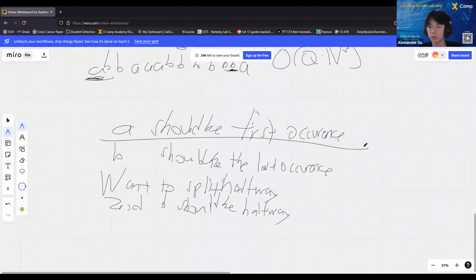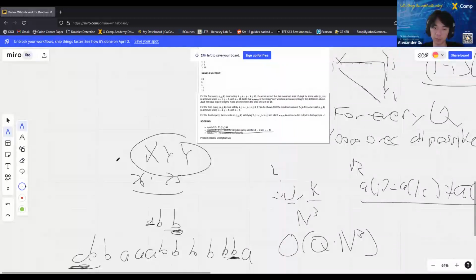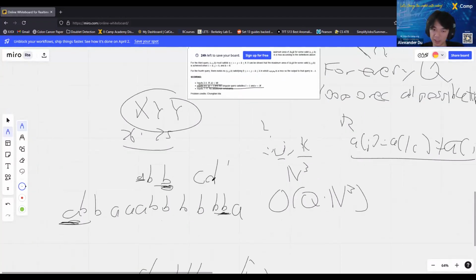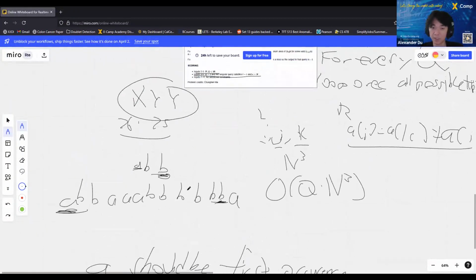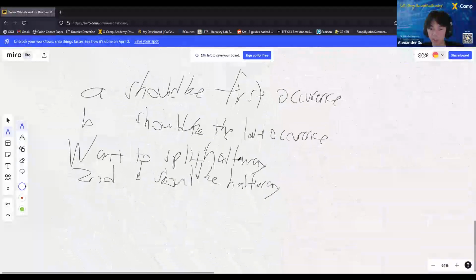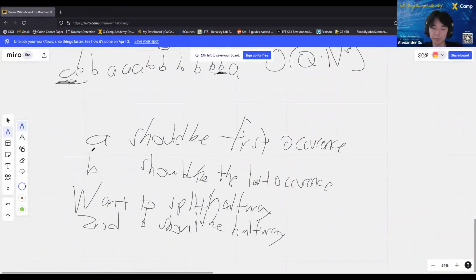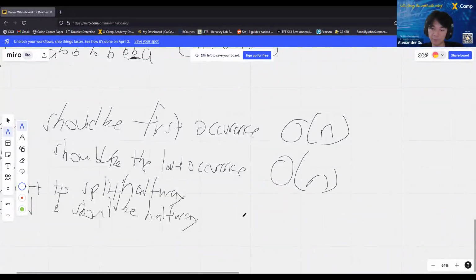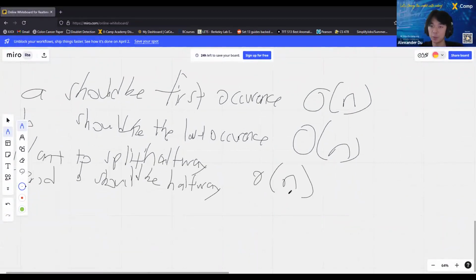We can loop through to find. We first do the 26 times 25 ways to find ABB. It doesn't have to be ABB, obviously. It could be CDD, CAA, whatever, any of these pairs. That's like 600. And then for any of these, we can loop through, find the first occurrence in O of n time, find the last occurrence in O of n time, and find the halfway point in O of n time, because we start from the middle and look out from both sides to find the first one that's closest to the halfway point.